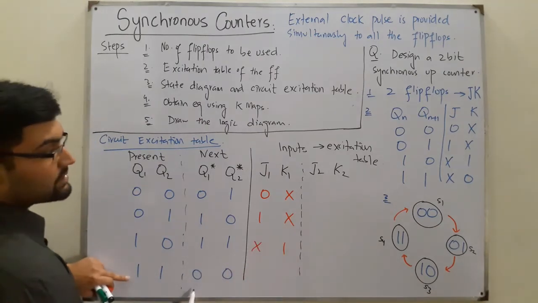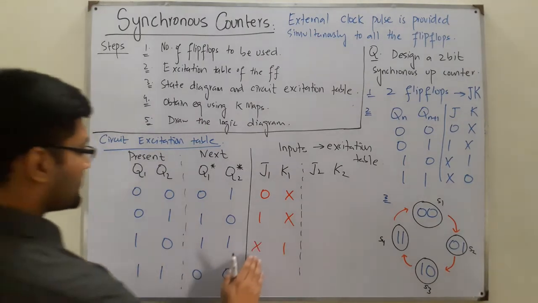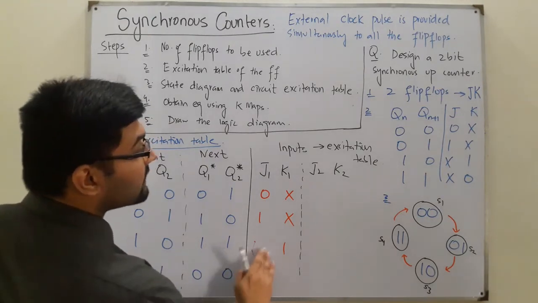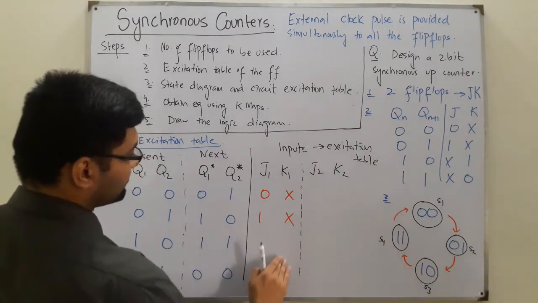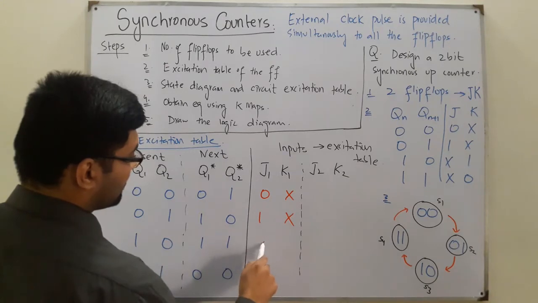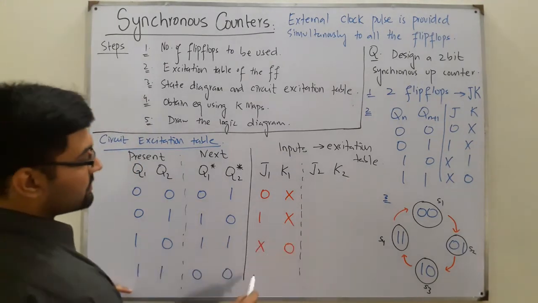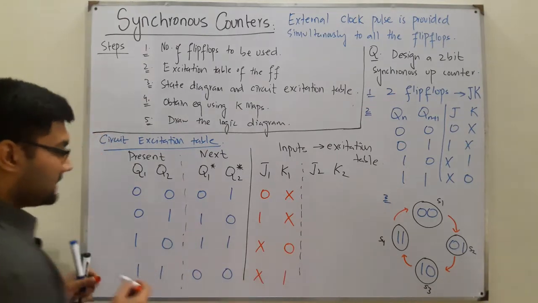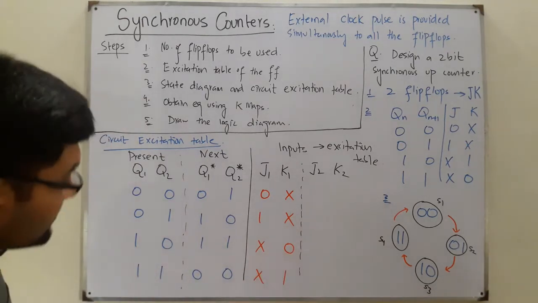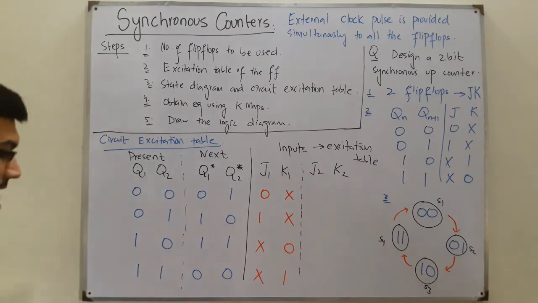And now you have 1, 0. No, I made a mistake. This is 1, 1. This is the final state. 1, 1 is a don't care 0. All right. And now finally 1, 0 is a don't care 1. So this is about the Q1, all right, and the Q1 prime.